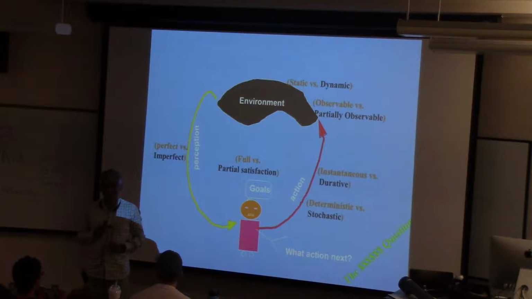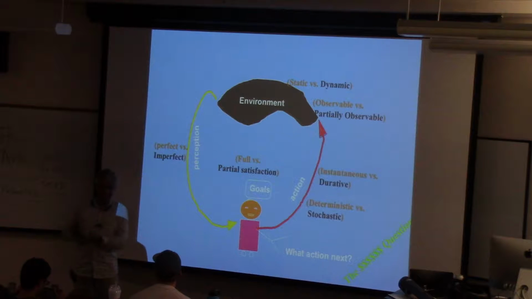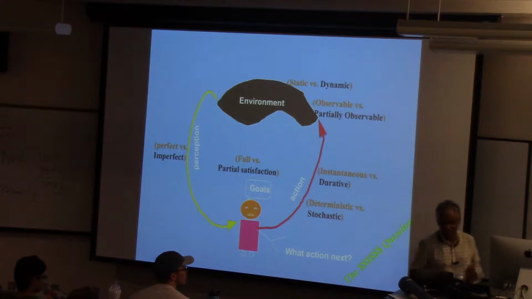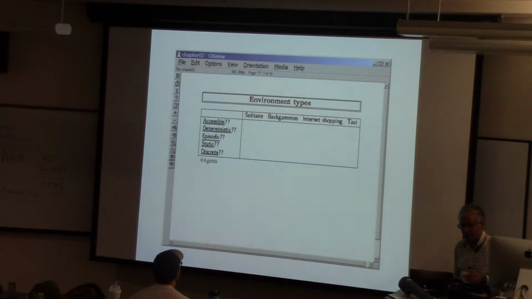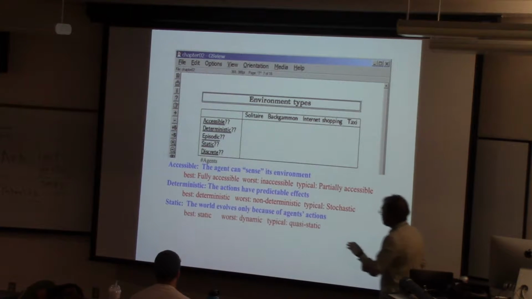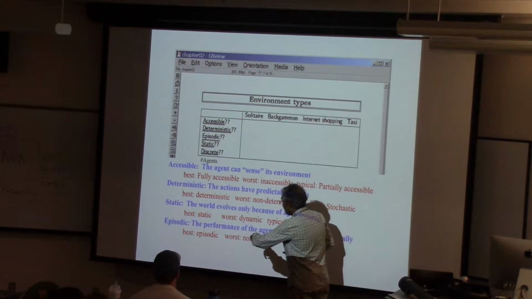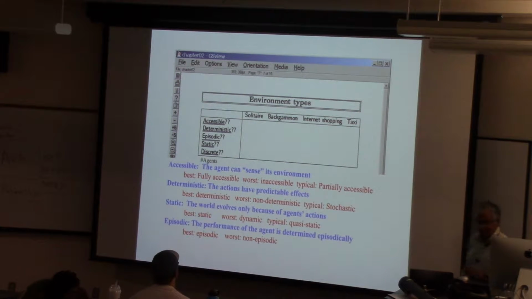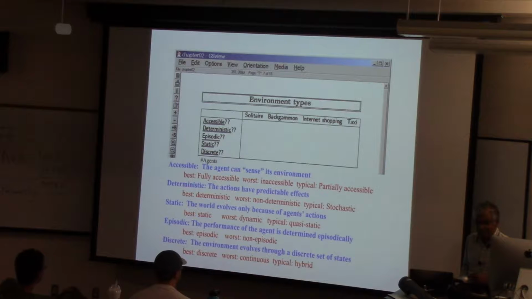Right? You see what I'm saying? Tests also have some impacts, but the point is, sometimes the tests are mostly being done for information gathering. Okay, so I mentioned these things, so we will kind of end with that quiz. So these are the definitions: accessibility, deterministic, static, episodic, and discrete.